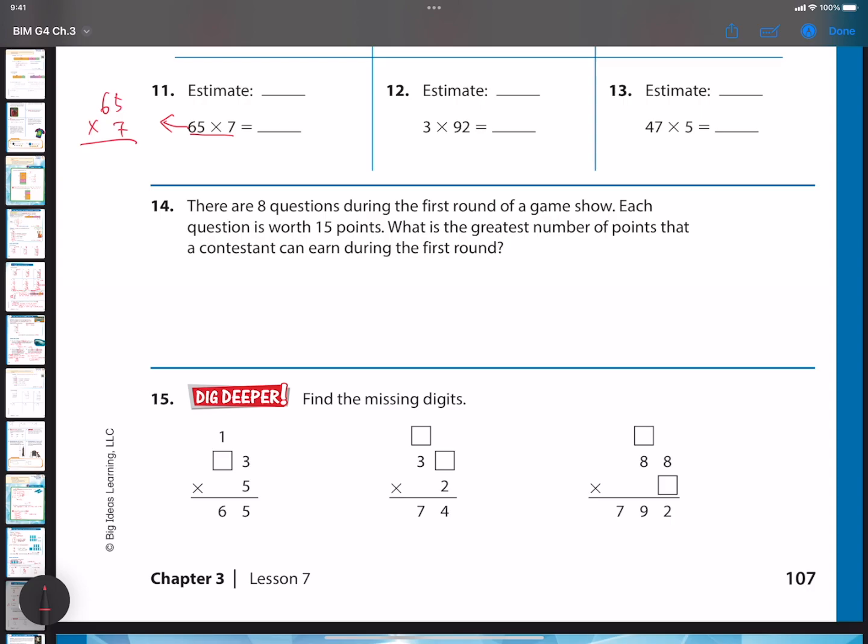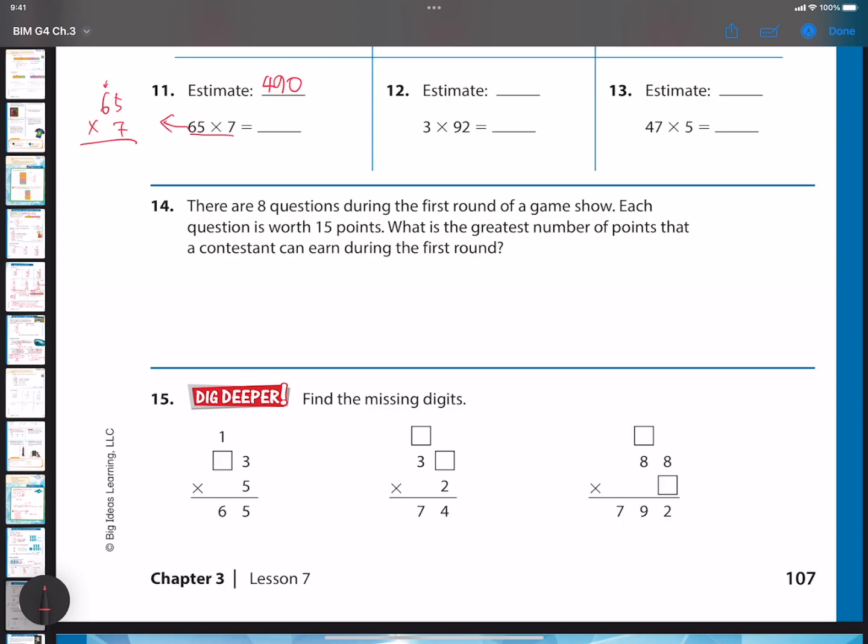65 is close to 70. So 7 times 7. But when I say 7 times 7, that 7 is what? It's 70 times 7. Remember, so what is 7 times 7? 49. And since 7 was not only 7 but 70, we are going to add one more 0 at the end. So 490 is our estimation.